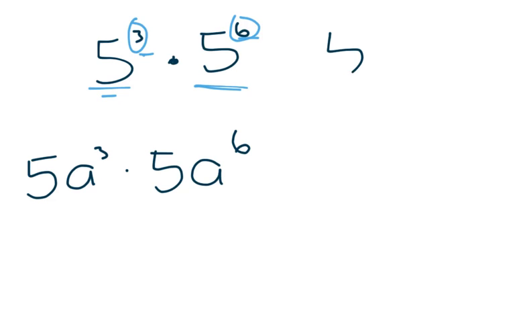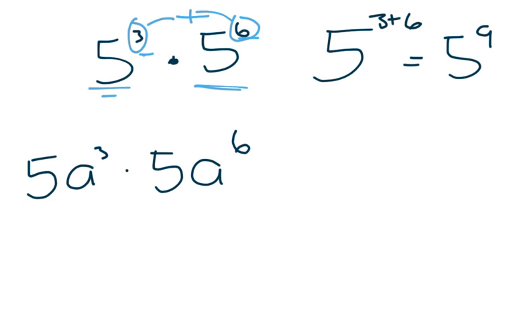So when we multiply them, the base stays the same, it's still 5, but we add the exponents. So this becomes 5 to the 3 plus 6 power, which is 5 to the 9th power. Okay, so let's look at this other example. Remember, the base is only the number or variable that the exponent is touching. So in this case, the base is a. 5 is not the base in this case, 5 is the coefficient.